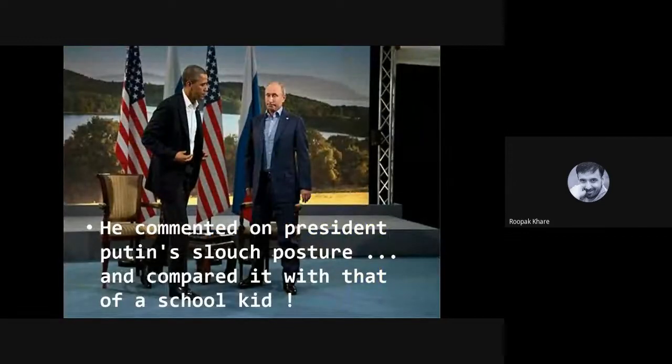Now look at this picture here. Two of them, President Obama and President Putin, they've had a discussion. After the discussion, they got up. Now Obama is all set and stout, and he directly starts moving, while President Putin looks a little clumsy over here. He has just risen, right? So he was labeled a school kid with this picture in a lot of newspapers in America.